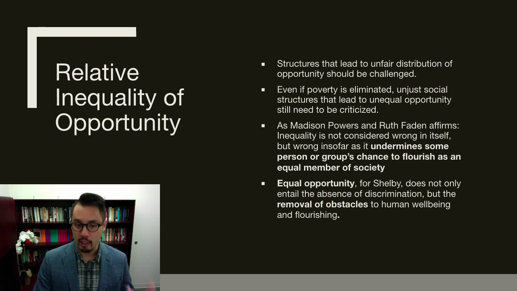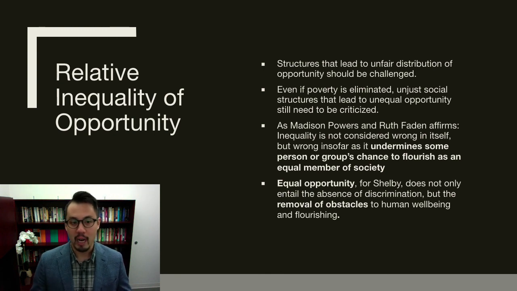Even if poverty is eliminated, for instance, if unjust social structures continue to exist that lead to unequal distributions of opportunities, then the institution still needs to be criticized from a moral point of view. So inequality is not considered, again, wrong in itself, right? But wrong insofar as it undermines some person or group's chance to flourish as an equal member of society. So equal opportunity does not only entail the absence of outright discrimination, but also the removal of obstacles to human well-being and flourishing as well.